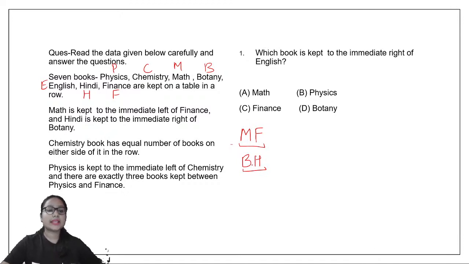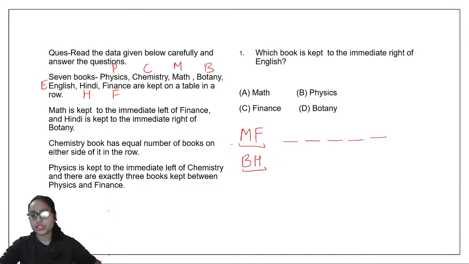The next statement says that the chemistry book has an equal number of books on either side of it. Again, it means that chemistry is in the center position, the middle position. So let us make the row. 7 positions are there. In the middle position we have chemistry, and the rest of the 6 positions we need to fill.